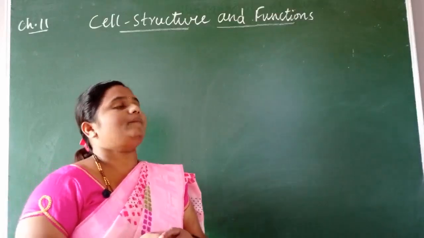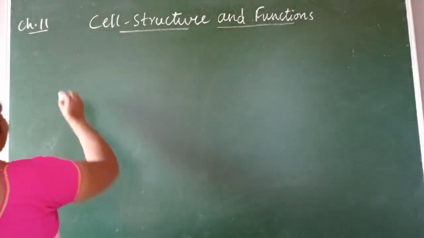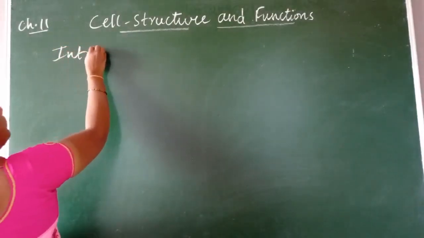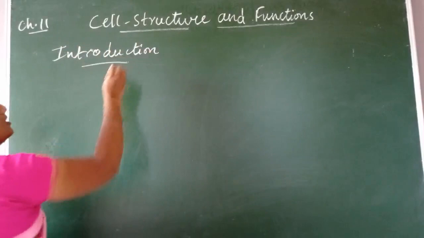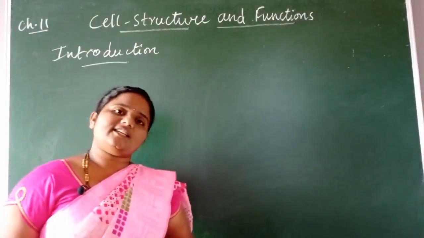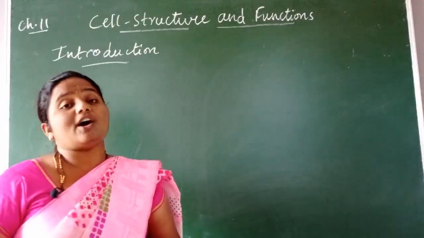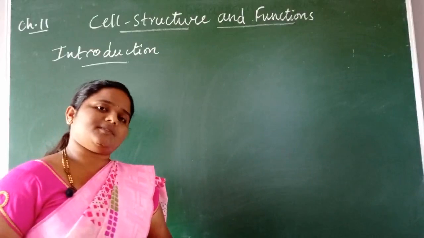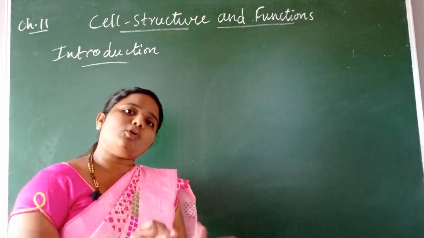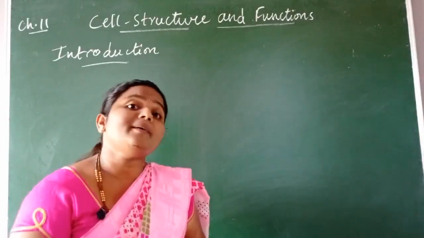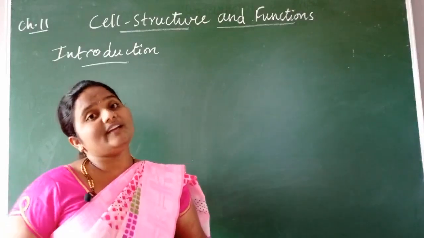Got it, children? Okay, now we will start with a basic introduction about this chapter. In the lower classes we studied that there are living organisms and also non-living organisms. If the organisms on this earth consist of both living and non-living things, on what basis are we going to classify these are living things and those are non-living?